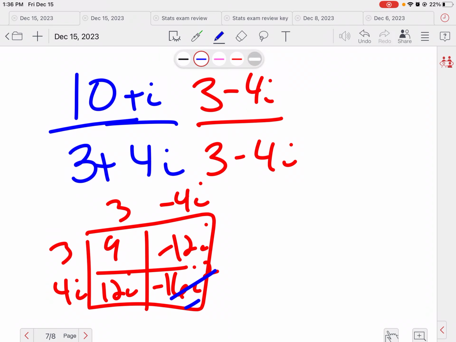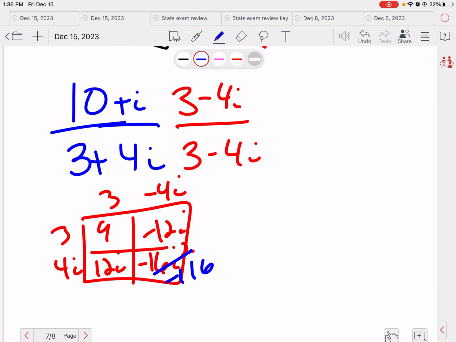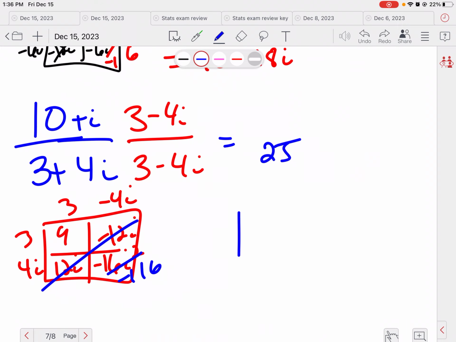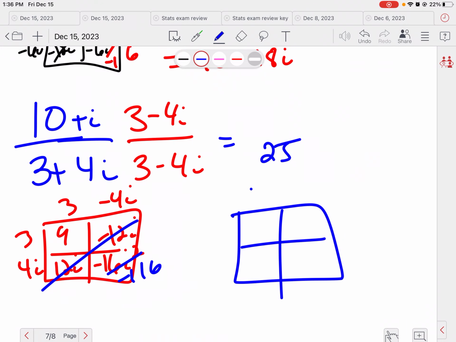Again, i squared becomes negative 1. 16 times negative 1 is just 16. 9 and 16 is going to be a whopping 25, and my i's cancel. I would also have to FOIL out this top because it is 2 terms instead of just 1 term like the last time we did this.